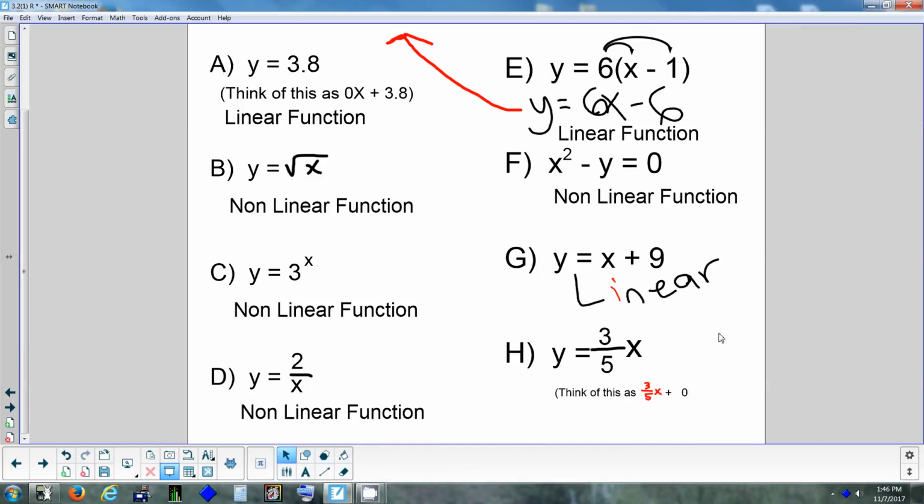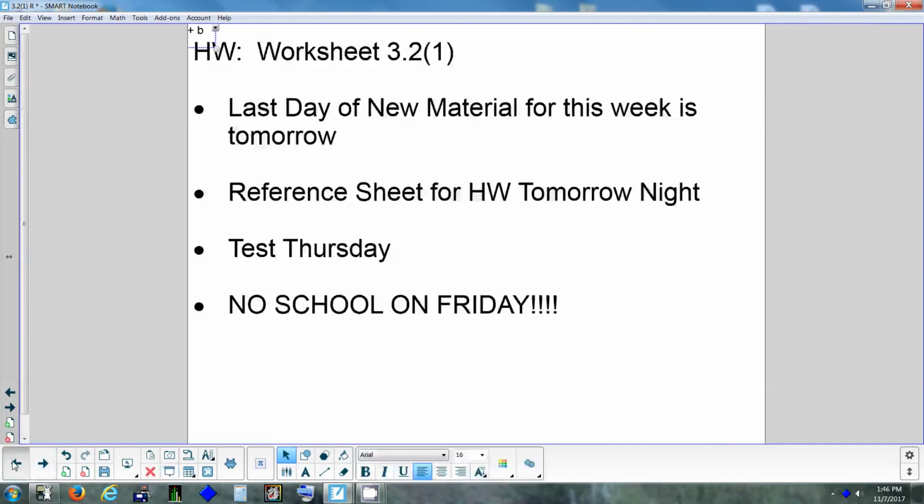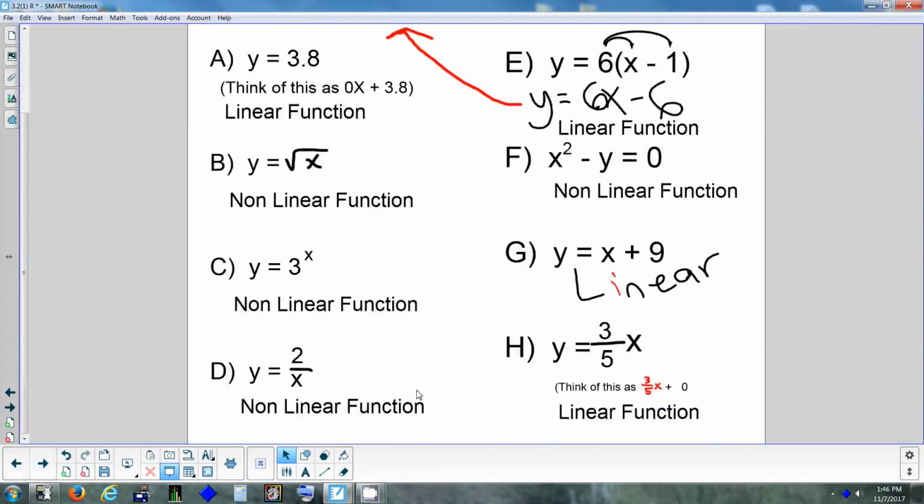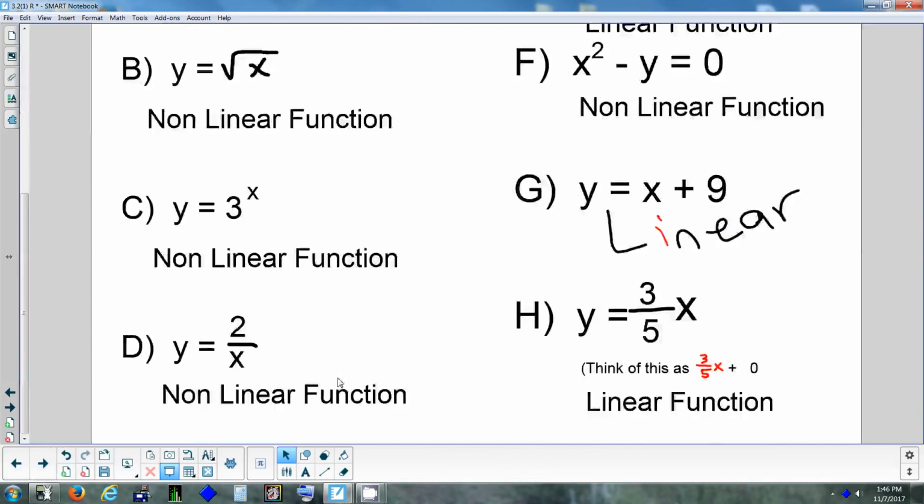So, we talked about 3 ways that you can determine whether a function is linear or non-linear. Someone tell me one way. Mallory. Graph, right? Explain more. How do I know if it's linear or non-linear? If the line's not straight, it's non-linear. If the line's straight, it's linear. Good.